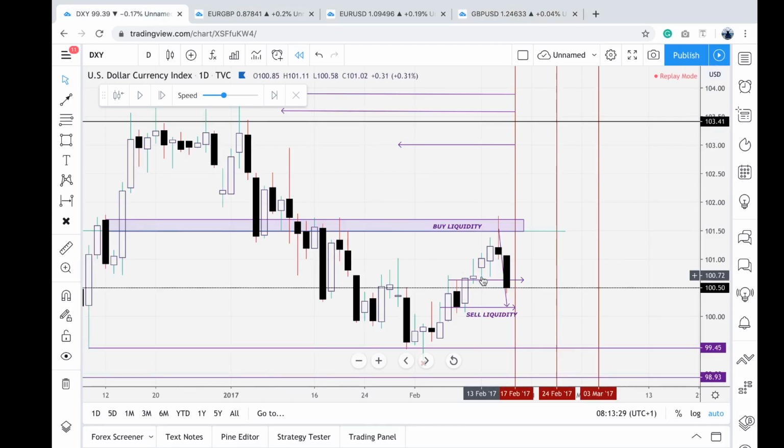So for the DXY, my final downside target would be this sell liquidity on DXY. That would be my final downside target, as we're still going to be swinging positions from this level.